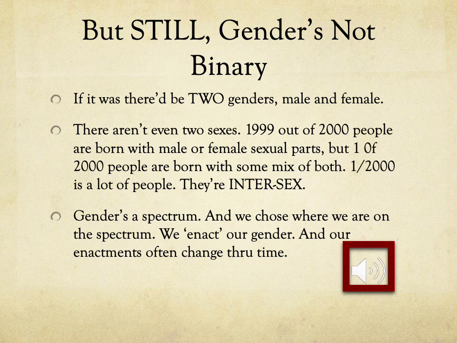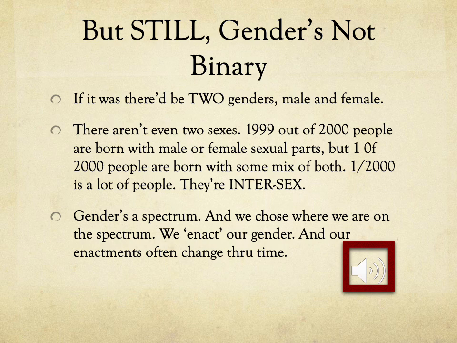One out of two, not 1,999 people out of 2,000 are born with either male parts or female parts. I was born with female parts, straight up female parts. But one out of 2,000 people are born with a mix of both. And you might think, well, that's not very many. But really, if you think about it, there's like 15 million people in Southern California. One out of 2,000 is a lot of people. I could do the math, but I don't want to because I'm a history professor.